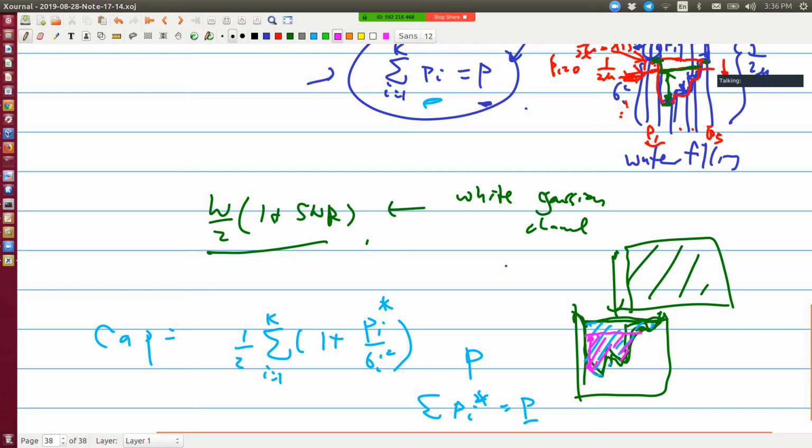If P1 is 0, it means it's already regardless of the others. Oh, okay, sorry, I missed the log here. I have the log here. If P1 is 0, you just get log 1, which is 0 anyway. Of course, if you have no power there, you don't have any capacity there.